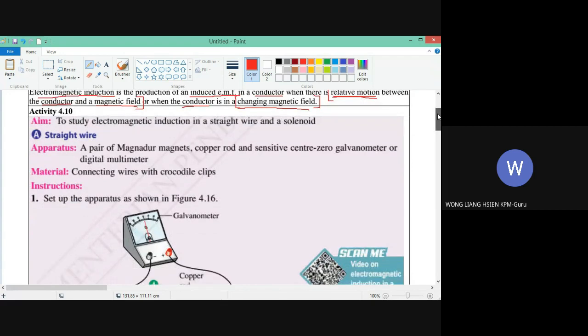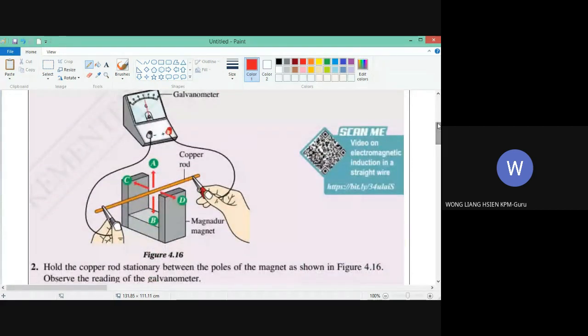Let's look at activity 4.1. In this activity, we take this copper rod. You see this copper rod is connected to a galvanometer. Here and here, these are magnets. This is a magnet, and this is also a magnet. That means in between these two magnets, there is a magnetic field. There is a magnetic field between these two magnets.